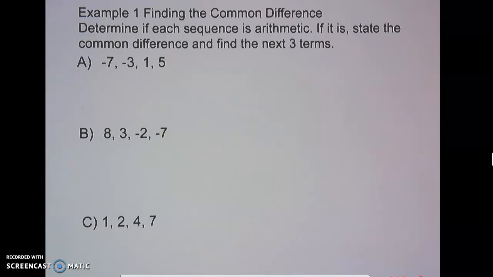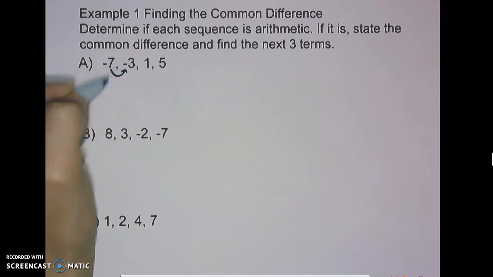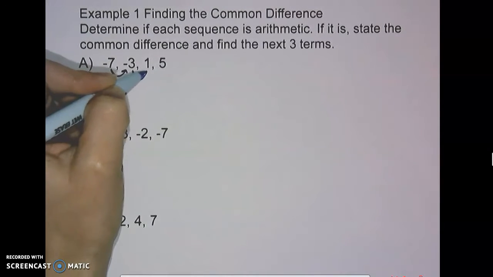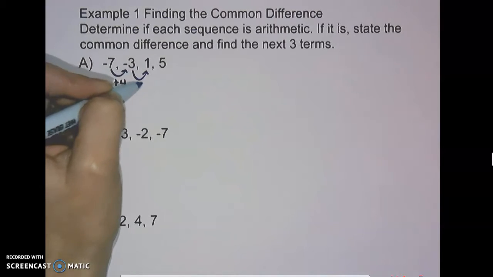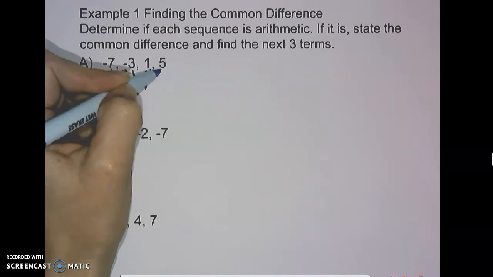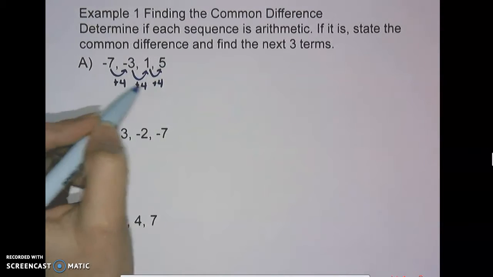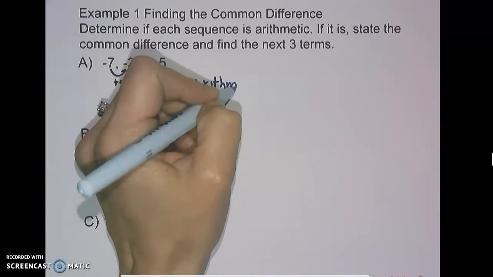Okay, so the first one we have here, our sequence is -7, -3, 1, and 5. We have to see what's happening here. To get from -7 to -3, we're getting bigger, so we're adding 4. From -3 to 1 is adding 4. And from 1 to 5 is adding 4. So since we're doing the exact same thing every single time, this is arithmetic.